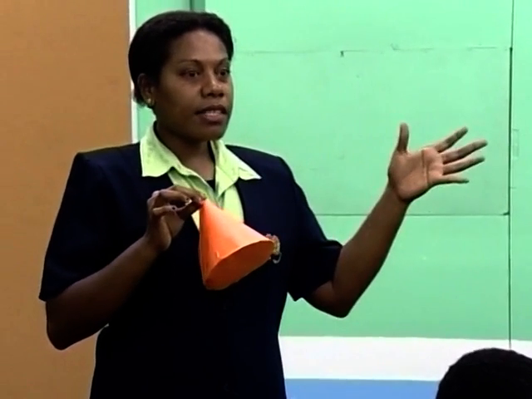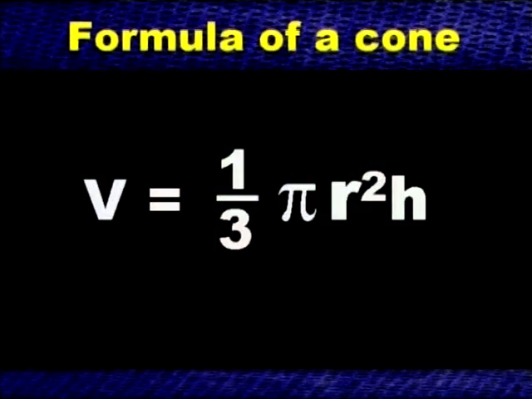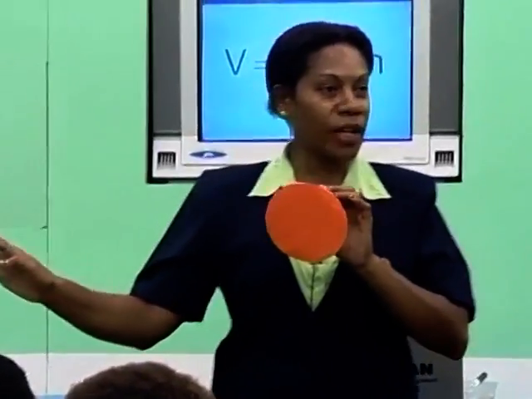And where does the radius come from? Okay, I want someone to tell us, please. Okay, Winnie. From the base. What base? The cone base. The cone base. Okay, the cone, thank you, Winnie.